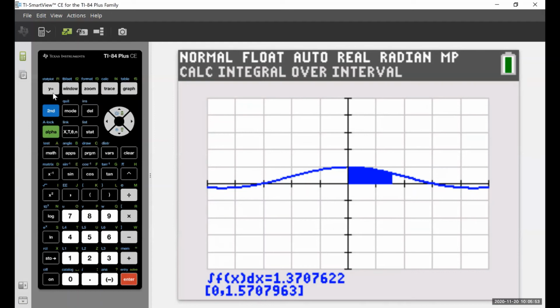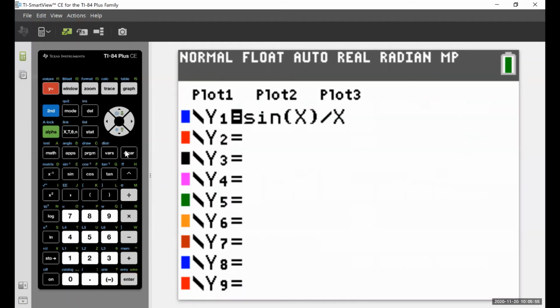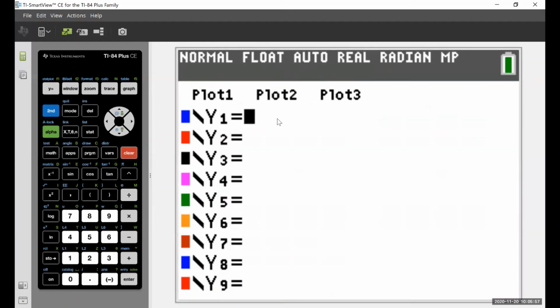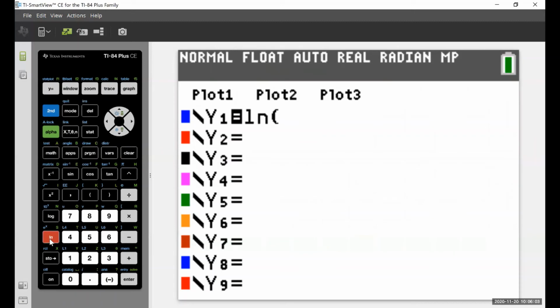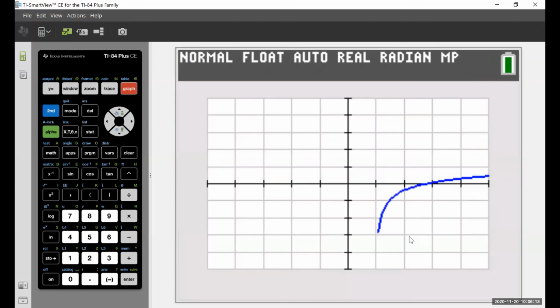Now let's look at the last part, part D. Again, we repeat the process. We go to Y equals, and then here we enter the function. In part D, the function is natural log of natural log x. I have 2 parentheses open, so I'm going to close both of them and then sketch the graph. Here is the graph of that function, natural log of natural log x.